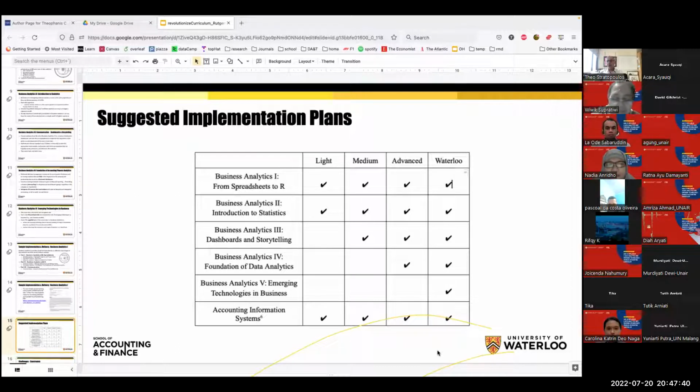This is the sequence that all accounting students have to take at Waterloo. They have to complete these 5 courses up to the 2nd year. They have to take the 6th course in the fall of their 3rd year. Okay?